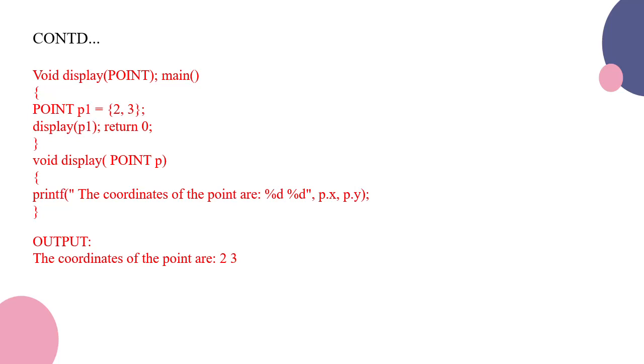In the display function, you can see that the coordinates of the point are displayed as p.x and p.y, which are none other than the values of the data members x and y given in the point structure. As I said, whenever you pass a structure as an argument to a function, it uses the call by value method.